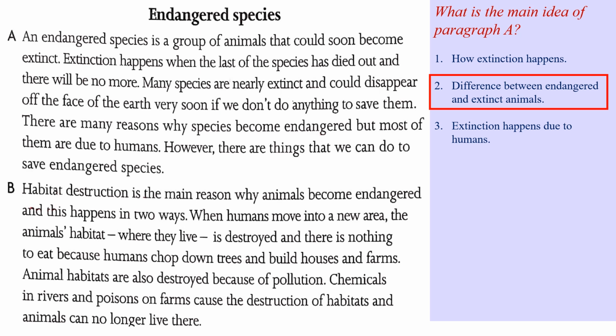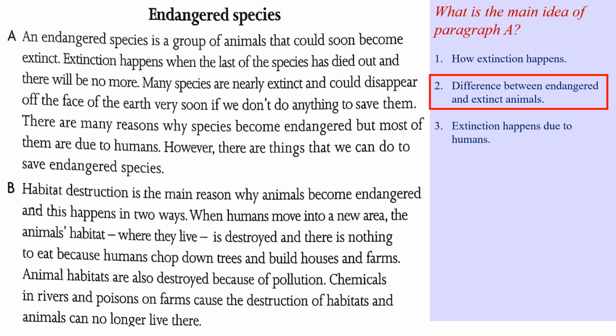Habitat destruction is the main reason why animals become endangered, and this happens in two ways. When humans move into a new area, the animal's habitat where they live is destroyed, and there is nothing to eat because humans chop down trees and build houses and farms.